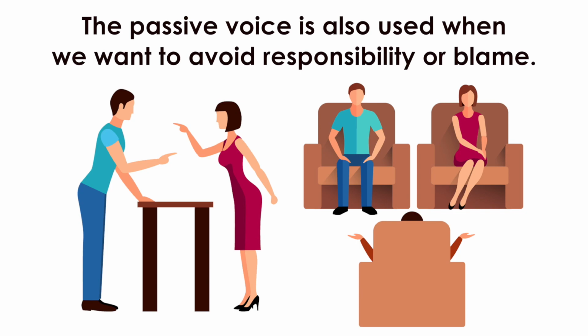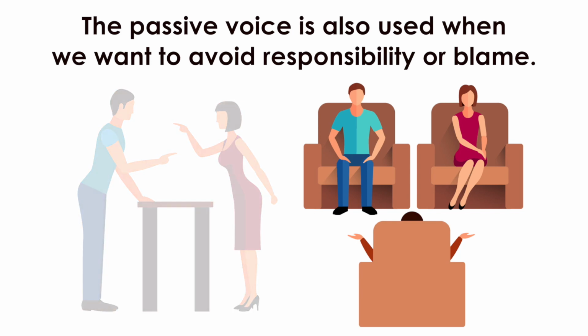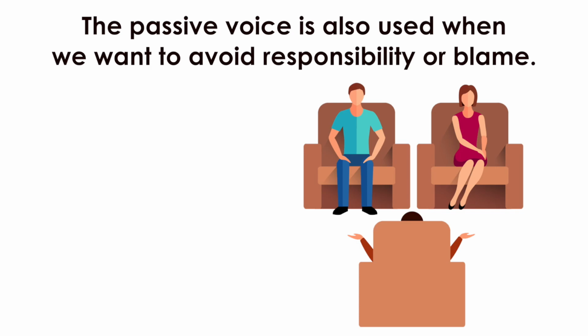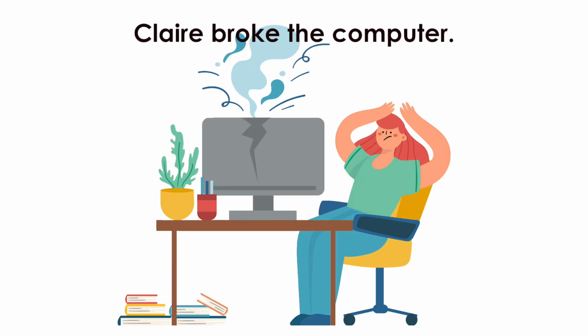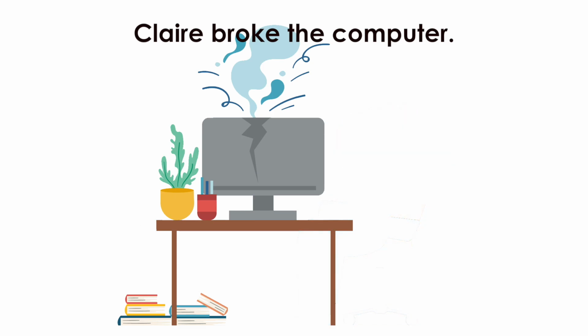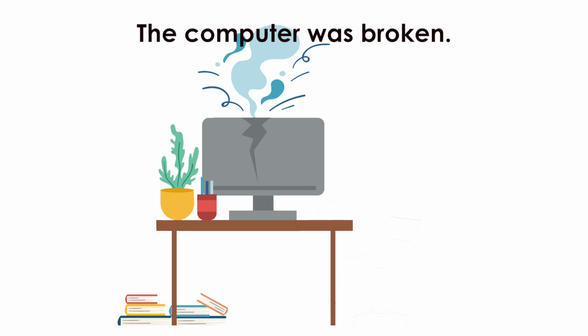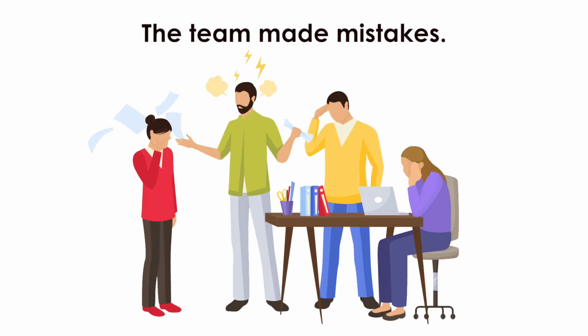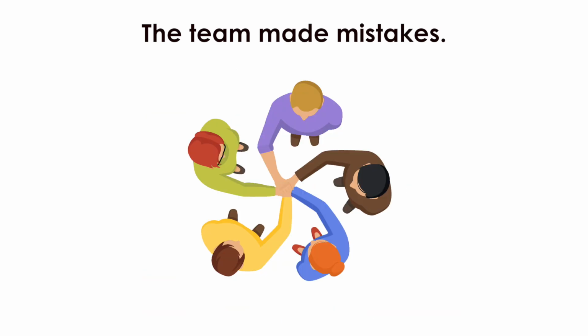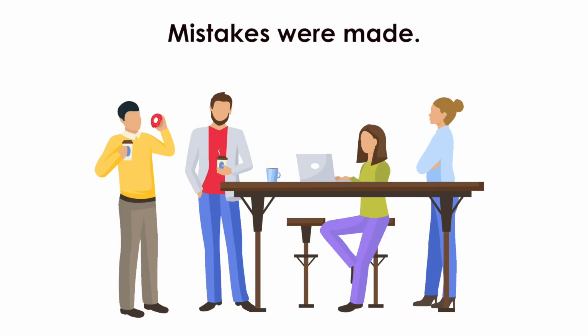The passive voice is also used when we want to avoid responsibility or blame. The agent is usually removed. For example, Claire broke the computer. Claire wants to avoid responsibility, so she can say, "The computer was broken." The team made mistakes. They want to avoid blame, so they can say, "Mistakes were made."